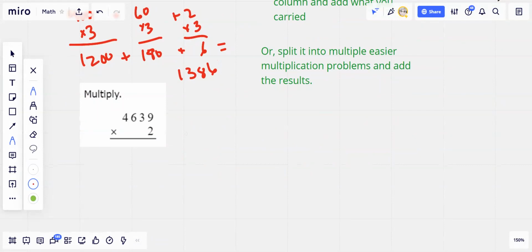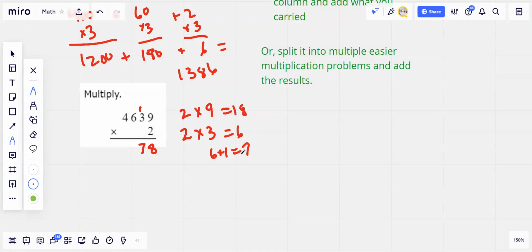We've got a 4-digit number, 4,639, and we're going to multiply that by 2. Let's do it the traditional way first. So we'd start with 2 times what's in the ones column here, 2 times 9, that equals 18. So here the 8 gets written down, the 1 gets carried. Next problem, 2 times the tens column, so 2 times 3 is 6, and then we have to add what we carried, so that's 7, and that's what goes down here.